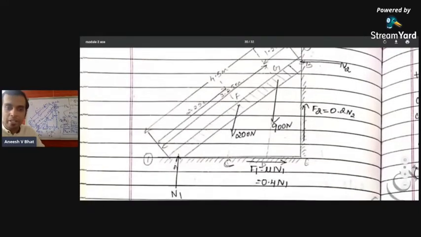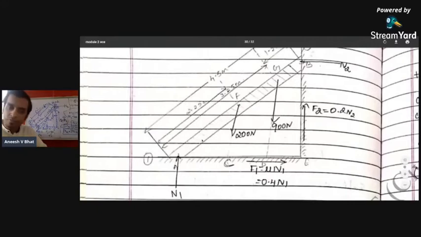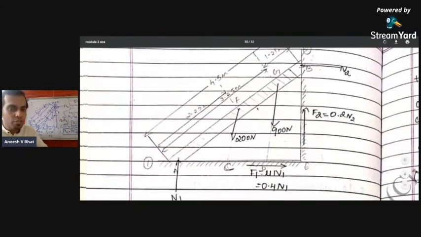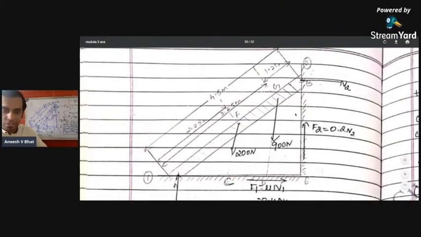In step number 2, you mark N1 and N2. You know how to mark N1 and N2. And in step number 3, you'll be marking the friction resistance. Here, the ladder slips down. When the ladder slips down, the trend of motion with respect to the wall is vertically downwards, so frictional force acts vertically upwards. Trend of motion of the ladder with respect to the floor is horizontal to the left-hand side, so frictional resistance acts horizontal to the right-hand side. 0.4 is the coefficient of friction mu as far as the floor is concerned, and 0.2 is the coefficient of friction as far as the wall is concerned.